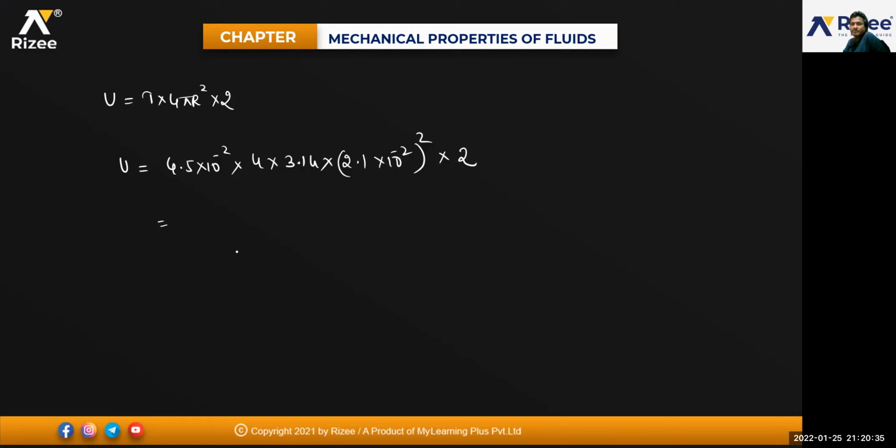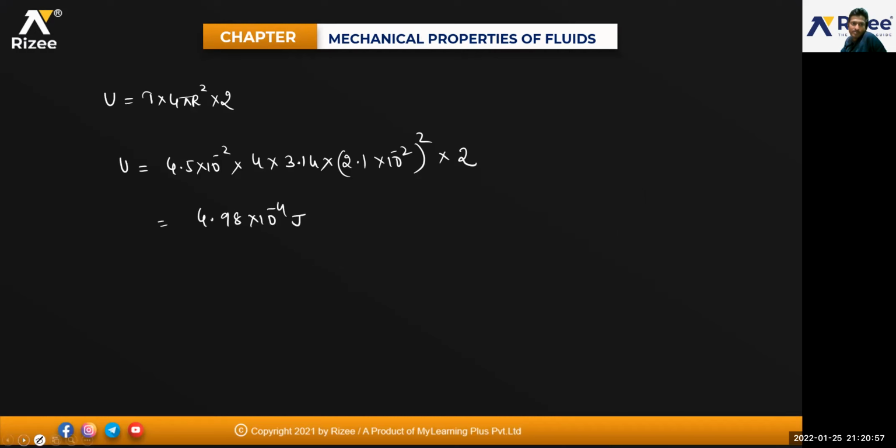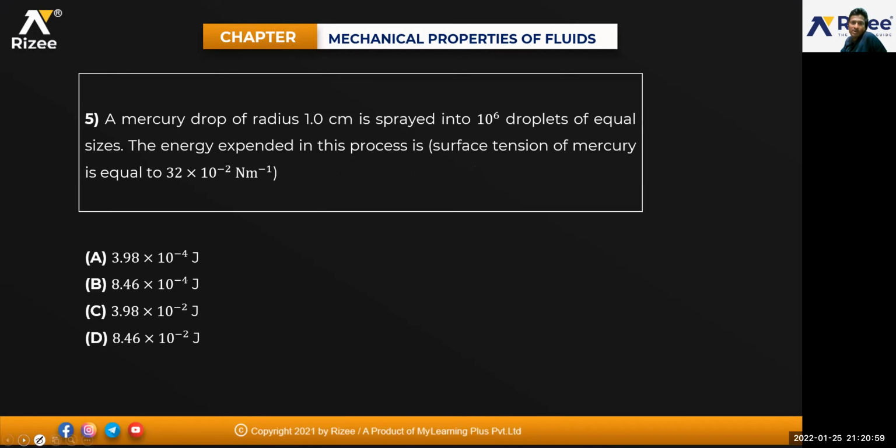Then what is the answer? 4.98 into 10 to the power of minus 4 joules. Third option. Very good. This one, you try to do it better.